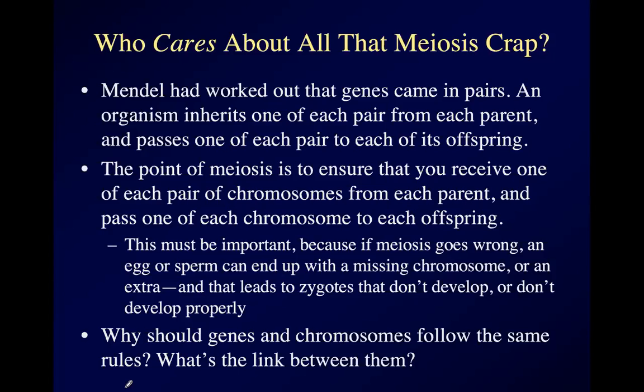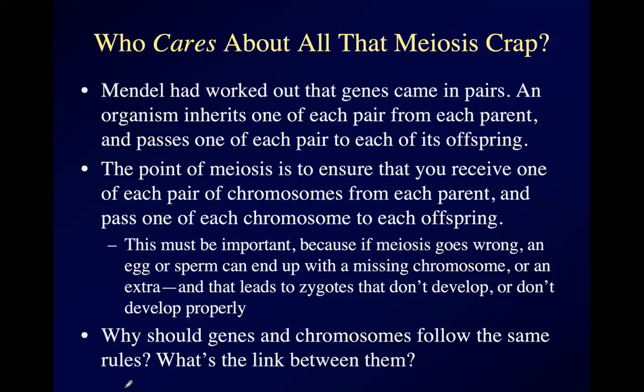So this has to be really important, making sure that you get only one of each chromosome from each parent is critical. That's why meiosis looks the way that it does. You're shuffling your chromosomes in a very precise way to ensure that every egg or sperm is carrying only one of each pair. That's why that matters. And think about this. Why are genes and chromosomes following the same rule? It might have seemed like I'm throwing a lot of jigsaw puzzle pieces at you folks, but this is where the pieces ought to start coming together.